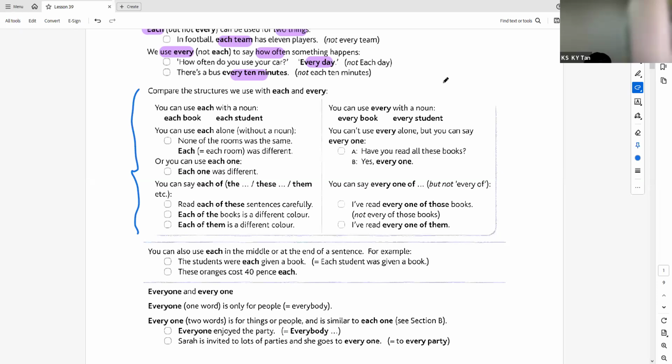Have you read all these books? Yes, everyone. You can say every one of, but not every of. I've read every one of those books, not every of those books. I've read every one of them.